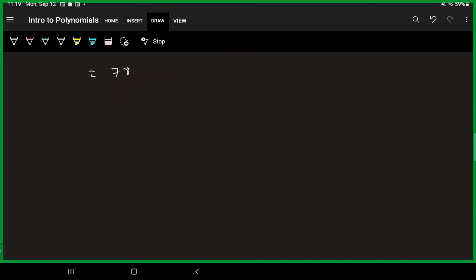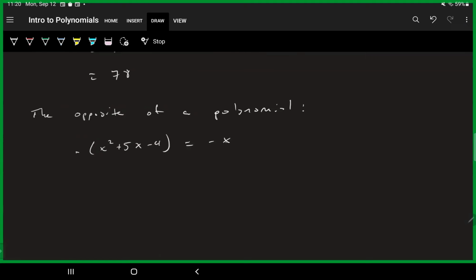One last thing. We're going to see this later on, but I'm going to talk about it now. When we're talking about the opposite of a polynomial, that's a minus sign on the outside. And what we need to do is we need to distribute that negative value. So that changes all the signs inside. So I get a negative x squared minus 5x plus 4 in this case.